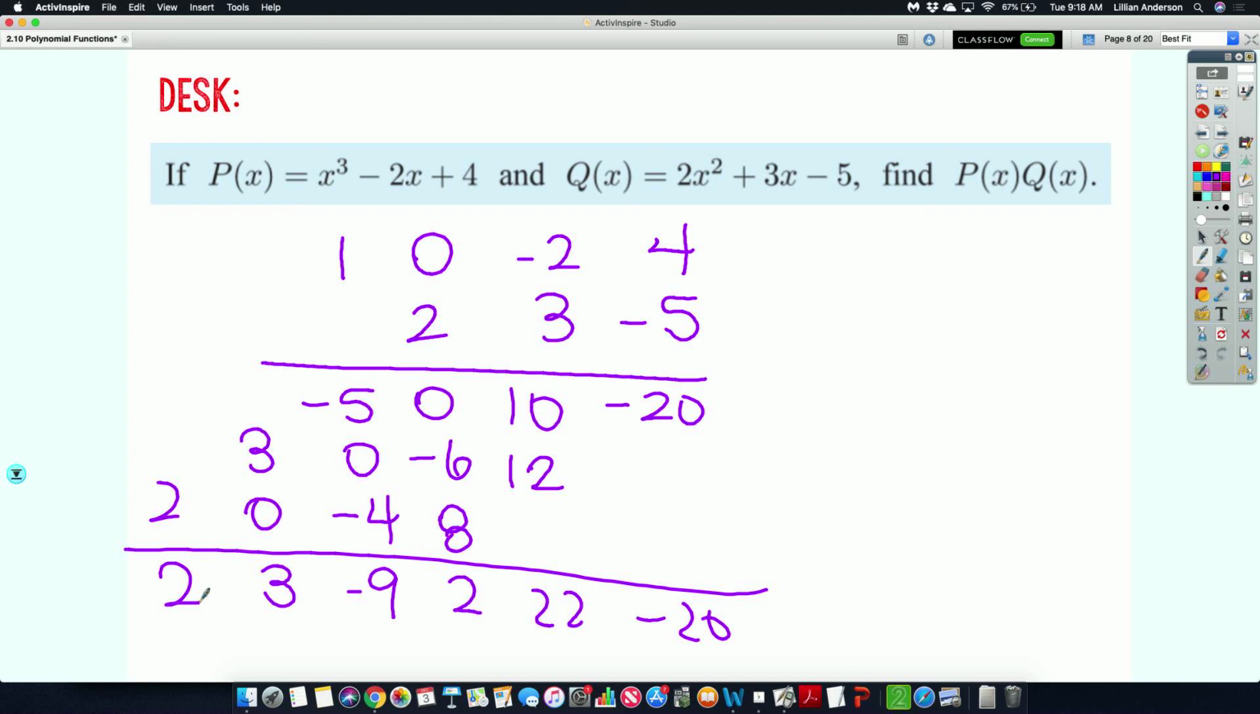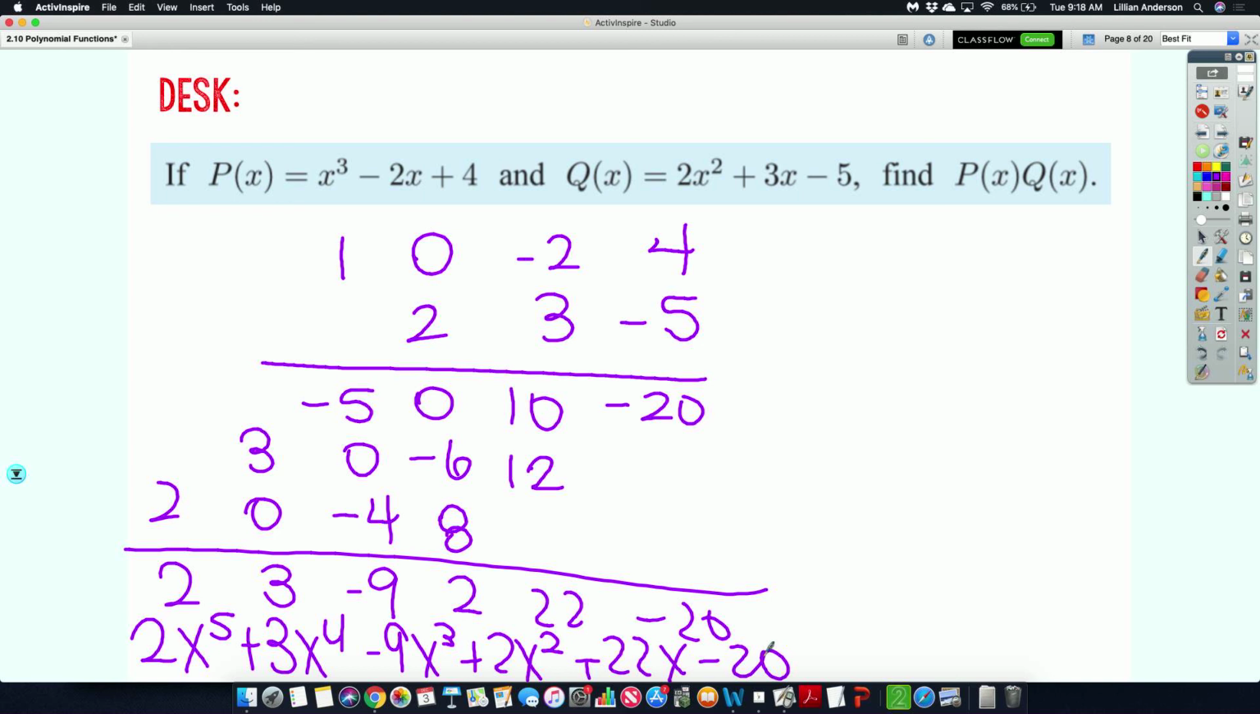When you multiply x to the third times x to the second is x to the fifth. 5, 4, 3, 2, 1, 0. So 2x to the fifth plus 3x to the fourth minus 9x to the third plus 2x squared plus 22x minus 20. Is that the polynomial you guys got?